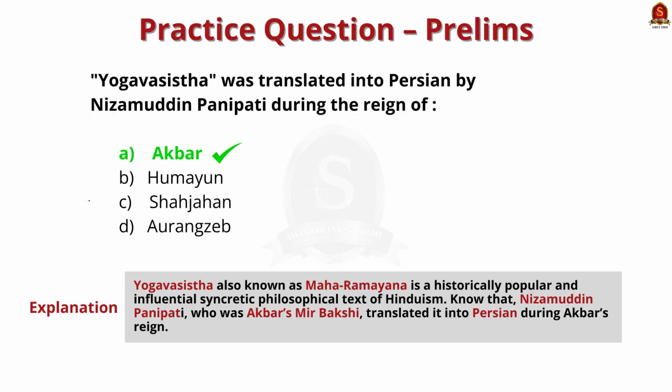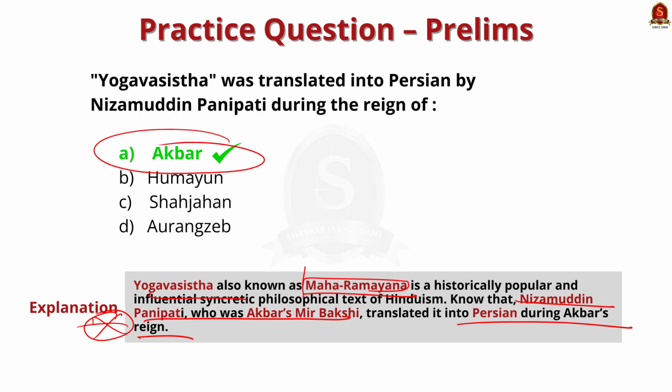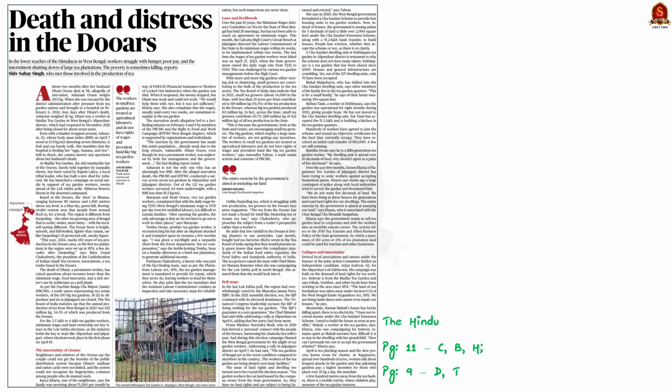Now let's start answering. Yoga Vasishta, also known as Maha Ramayana, is a historically popular and influential syncretic philosophical text of Hinduism. It is important to know that Nizamuddin Panipati, who was Akbar's Mir Bakshi, translated Yoga Vasishta into Persian during Akbar's reign. So the correct option is option A, Akbar. With this, let's move on to our daily newspaper analysis.